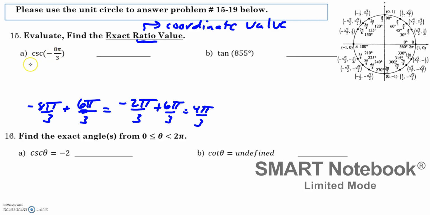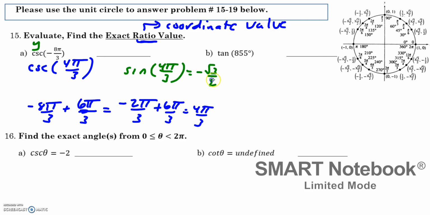So this is really asking for the cosecant value at 4 pi over 3. Now cosecant goes with sine, so we're dealing with y values. So the sine value at 4 pi over 3, which is right here, is negative root 3 over 2, which means that the cosecant value is the reciprocal, which is negative 2 over root 3, but if rationalized, the answer would be negative 2 root 3 over 3.